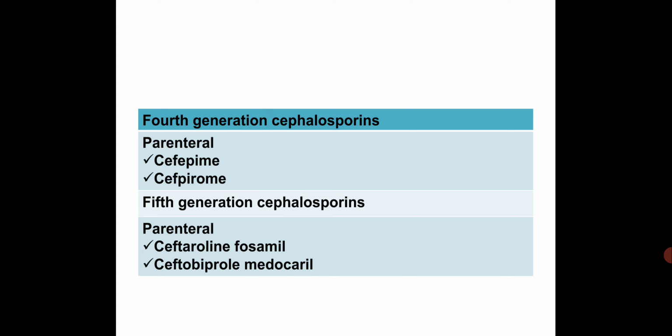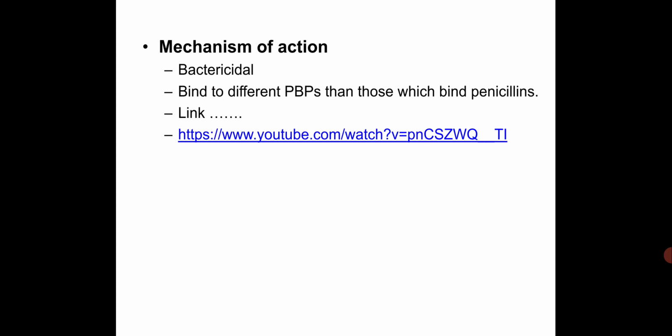So that is the classification of the cephalosporins. Let's move towards the mechanism of action. This is a beta-lactam antibiotic and it is bactericidal. It binds with the penicillin binding proteins; there are different penicillin binding proteins for the cephalosporins. Various organisms are resistant to penicillin but not to cephalosporins because of this alteration in the penicillin binding protein. It is a beta-lactam antibiotic, so it inhibits the transpeptidase enzyme and is a cell wall synthesis inhibitor.